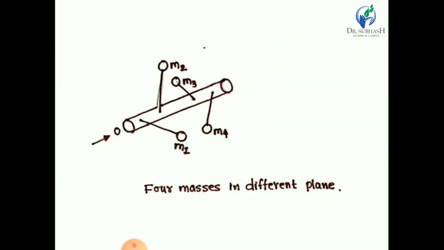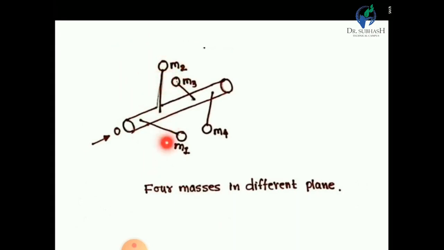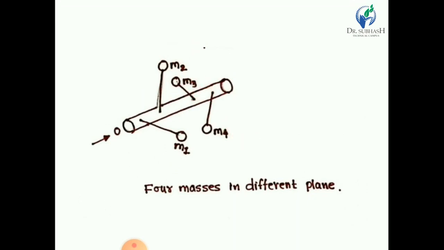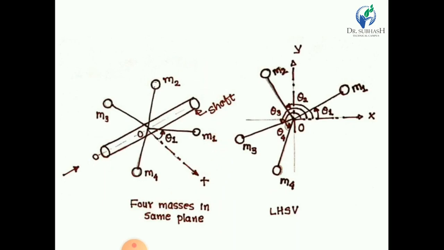Now the second condition, four masses in different planes. Here you can clearly see that the M1 mass is rotating in one plane, the M2 mass is rotating in another plane, the M3 mass in another plane, and the M4 mass also in another plane. So there are two conditions. First, several masses rotating in the same plane, and second, several masses rotating in different planes. But in today's lecture we are going to discuss only several masses, that means four masses, rotating in the same plane.